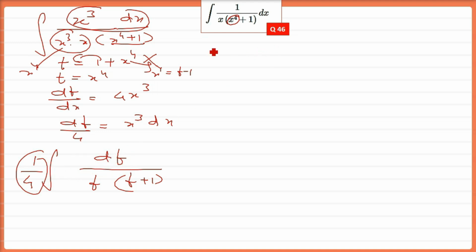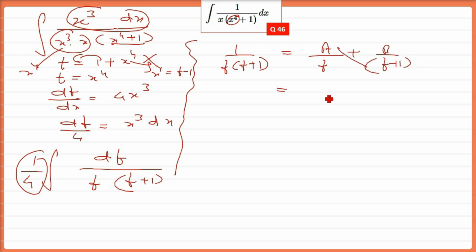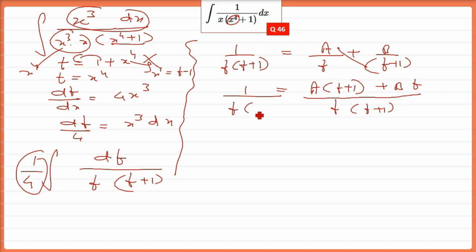Both ways the same result is going to come. So the main idea is to find the partial fraction of 1 by t(t+1). So A by t plus B divided by t+1. Just cross multiply: A multiplied by (t+1) plus B multiplied by t, divided by t into (t+1), which equals 1 by t(t+1).